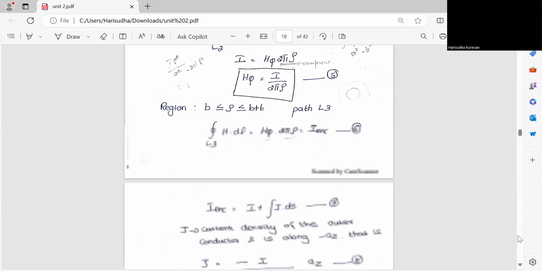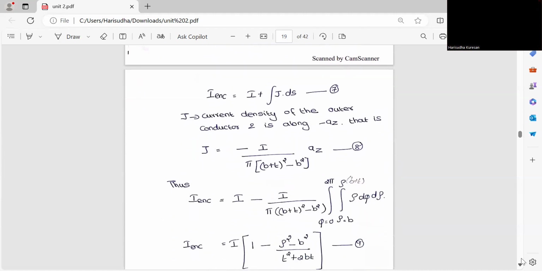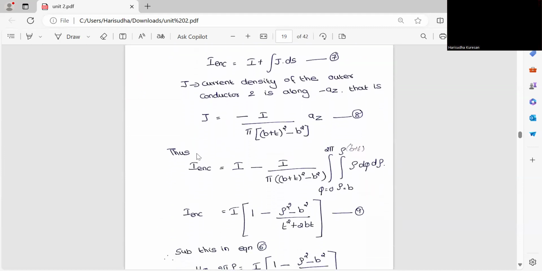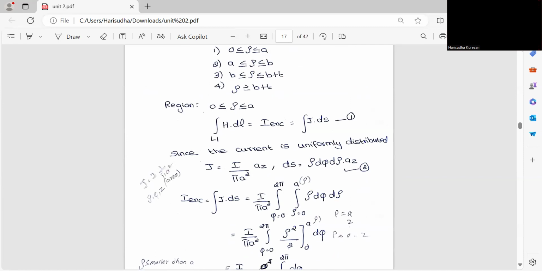So I can write the enclosed current for the range rho lies between b to b plus t as I plus the integral of J dot dS, where J is the current density for the outer conductor, and it is along the minus az direction. So J can be written as minus I divided by pi a square. That is the formula we have seen just before, no? The same formula only. It's not minus I, it is plus I divided by pi a square. Here we have written, you can just recollect: J is equal to I divided by pi a square az. This is for the inner circle we have written.